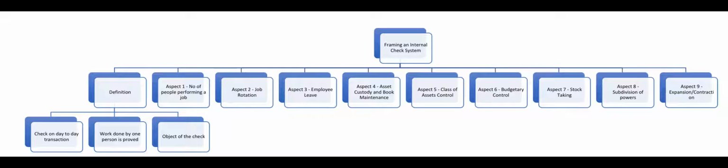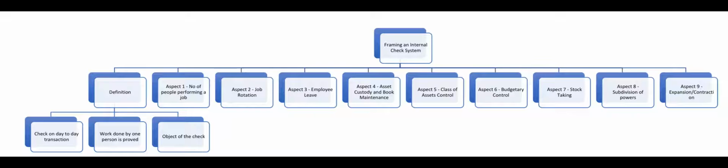Now, I was talking about the aspects of framing an internal check system. What are the aspects that a person has to keep in mind while framing the system? The first aspect is the number of persons engaged in performing a particular job. It is always advised to employ more than one person to perform a particular job from end to end. This ensures there is no exclusive control in the hands of one person to complete the job, and as a result, the possibility of committing a fraud is avoided.